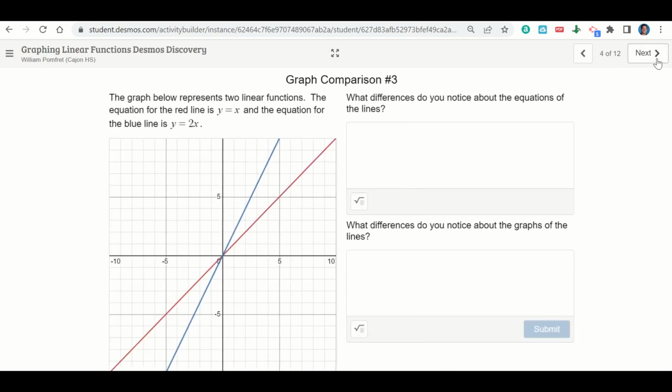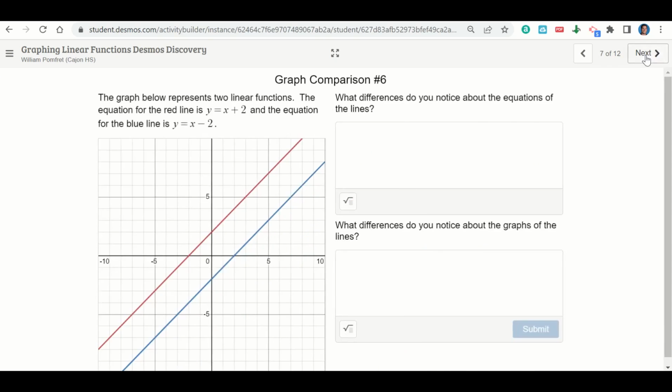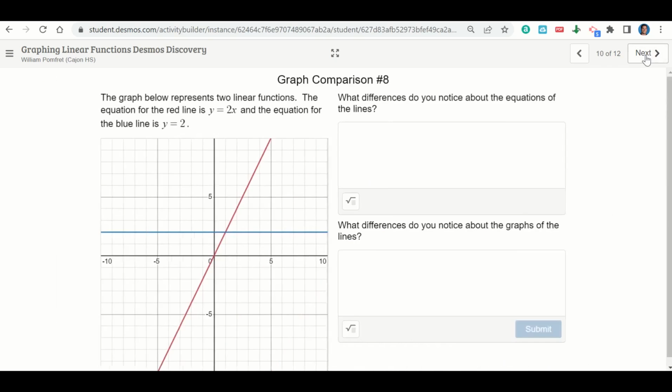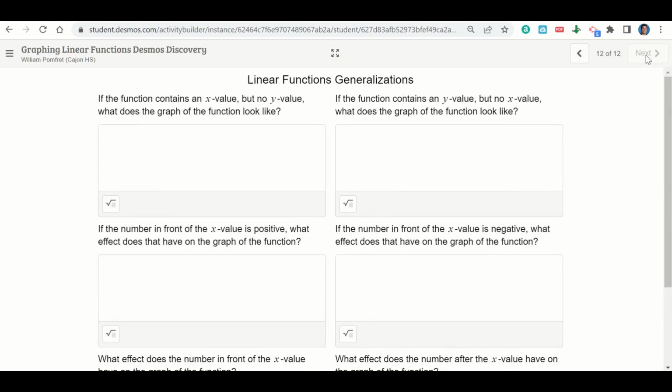Then you'll click Next again, and you'll answer that for each of these. You'll take a look at all these different linear equations and decide what the differences are in their equations and the differences in their graphs. So you'll answer each of these. And then when you get to slide 12, you're going to make some generalizations, some observations.